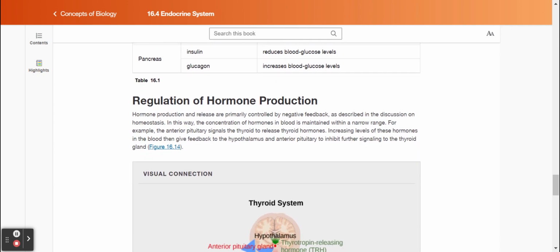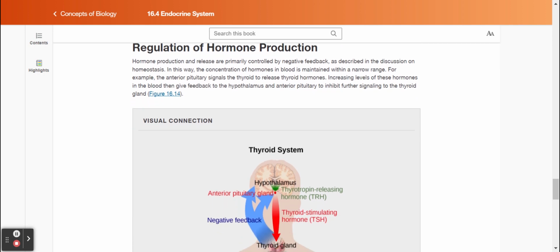Regulation of hormone production. Hormone production and release are primarily controlled by negative feedback, as described in the discussion on homeostasis. In this way, the concentration of hormones in blood is maintained within a narrow range. For example, the anterior pituitary signals the thyroid to release thyroid hormones. Increasing levels of these hormones in the blood then give feedback to the hypothalamus and anterior pituitary to inhibit further signaling to the thyroid gland.